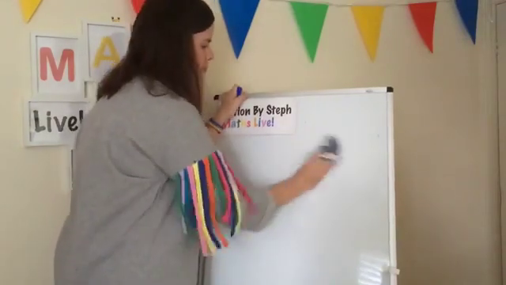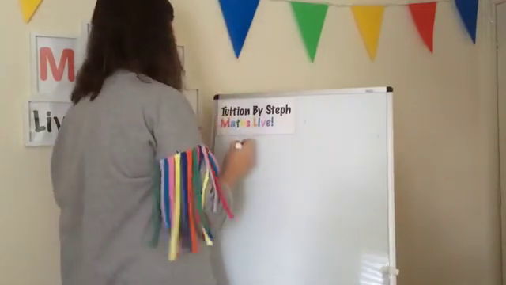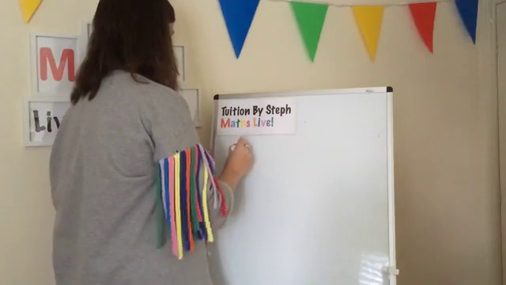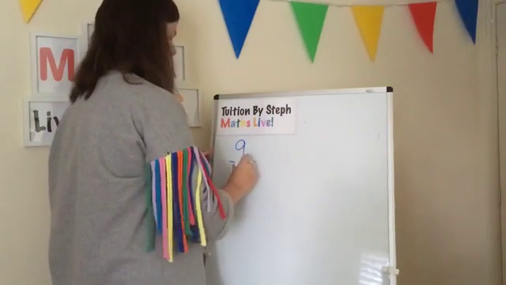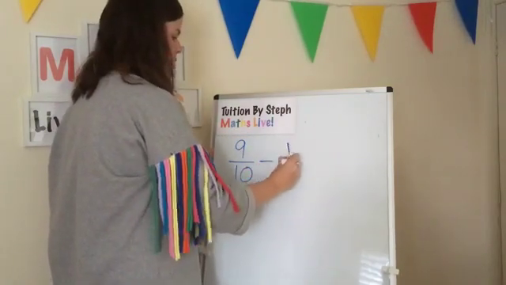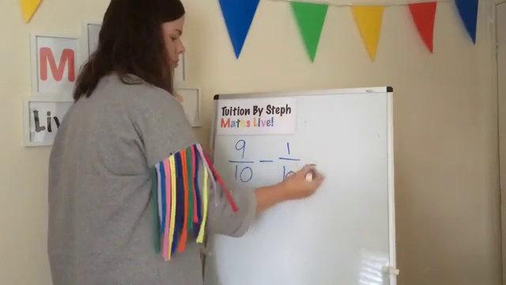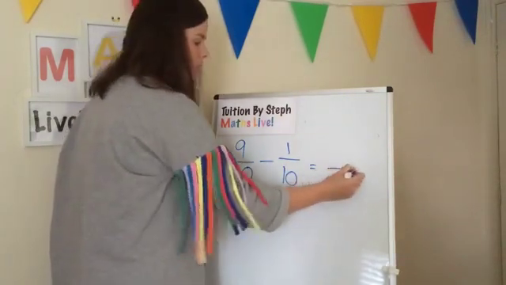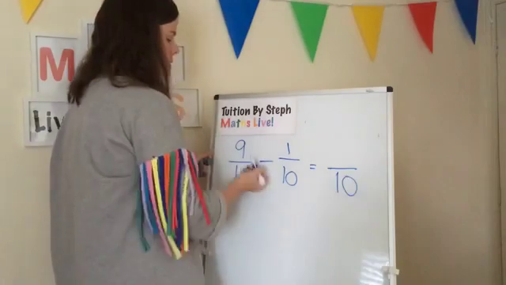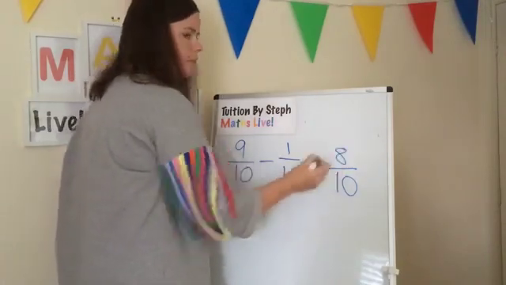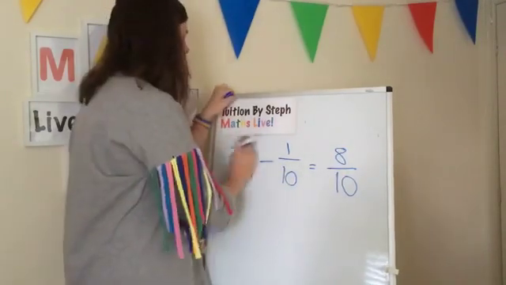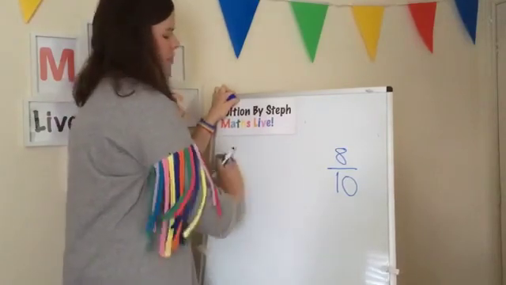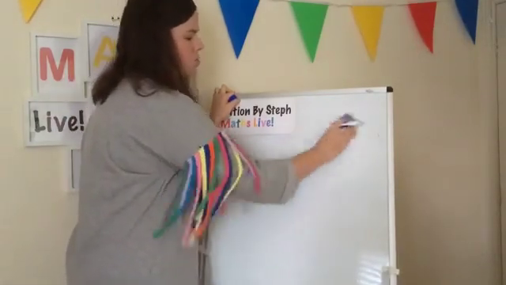Show you one more. I could have 9/10, and I subtract 1/10. Even if it's subtraction, do the same. So the denominators are the same, so you can keep the denominator the same. And now take away 1 is 8. So it's lovely when the denominators are already the same.